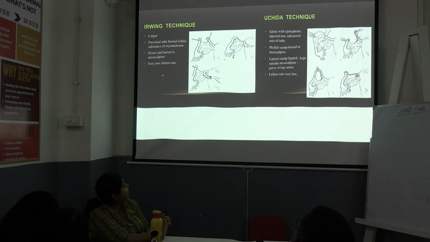So the failure rate is very less. In case of the Uchida technique, normal saline is injected within the mesosalpinx. See, the mesosalpinx has swelled up now. Now both ends of the tubes are ligated. One end is buried inside the mesosalpinx and the other end is kept free. Here also, these two tubes are at a distance from each other, so the chance of recanalization is almost nil. So for these two methods, the failure rates are very less.